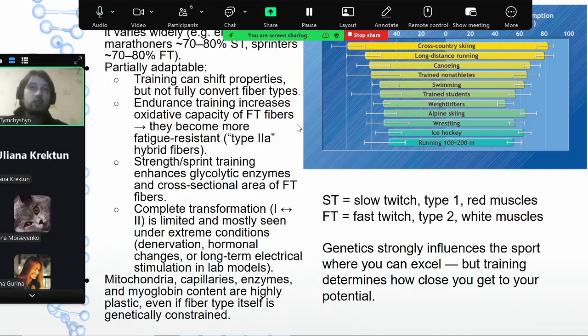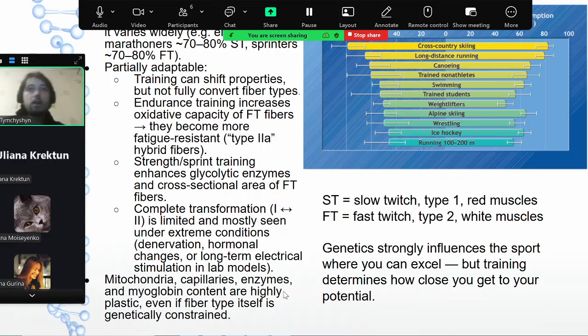Endurance training increases the oxidative capacity of fast twitch fibers, so they become more fatigue resistant, something like type 2A hybrid fibers. While strength and sprint training enhances glycolytic enzymes and cross-sectional area of fast twitch fibers. So you see that fast twitch fibers can be a little bit modified with training. Complete transformation from type 1 to 2 is limited and mostly seen under extreme conditions, so probably you can't get that in real life.